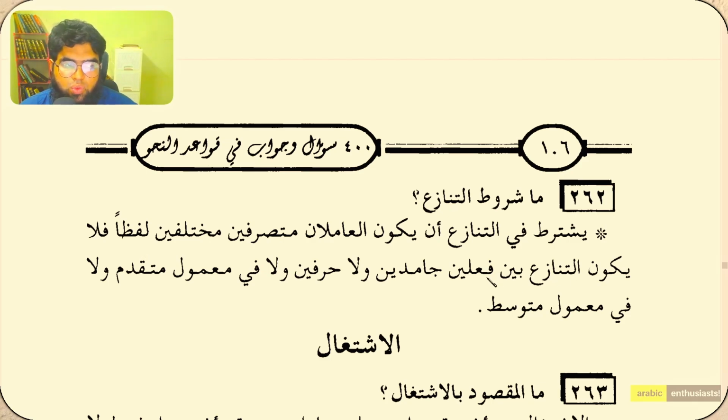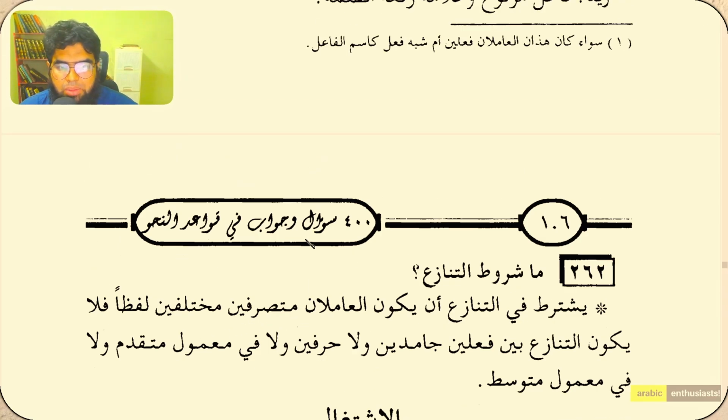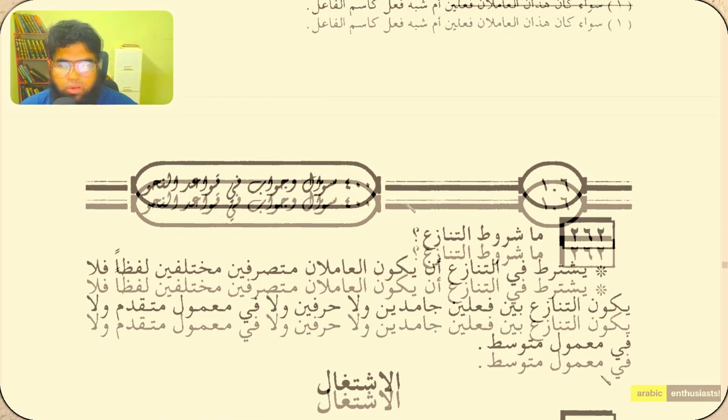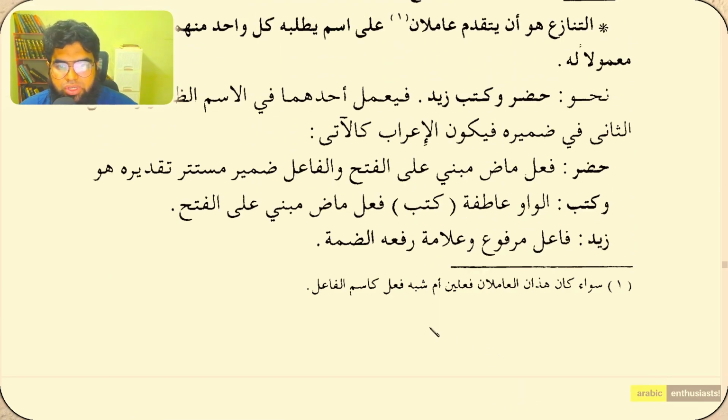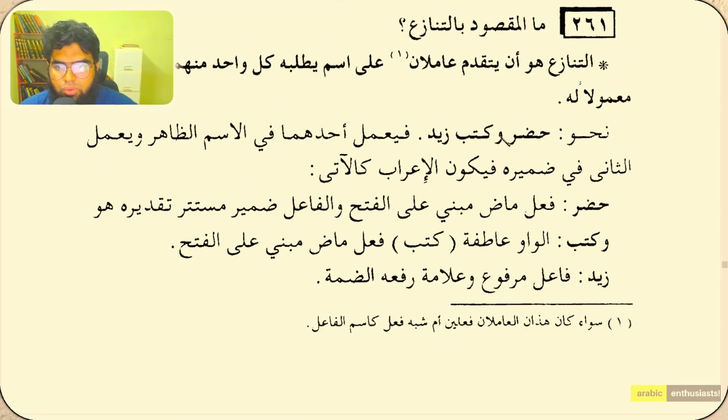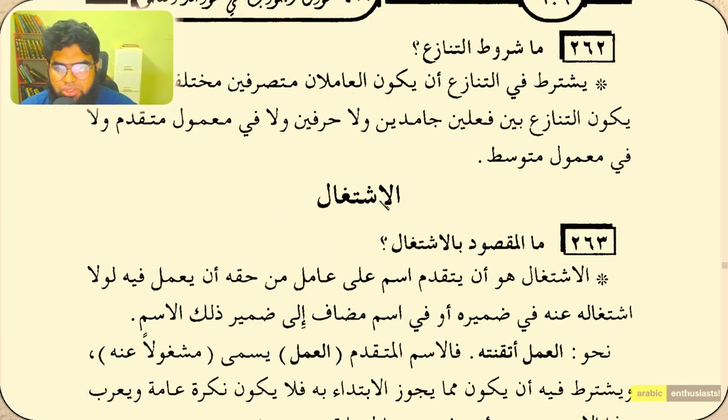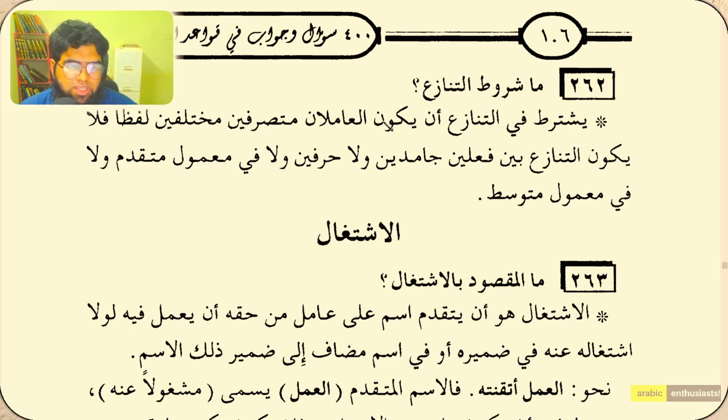It cannot be between two verbs which are jamid. What is jamid? Like laysa, asa, which do not conjugate properly, right? Laysa just as laysa, laysa, laysu, but it doesn't have yalyasu or ilyas, jamid, or asa also perhaps. And two harfs also you cannot do that. Min, fi and all that. ولا في معمول متقدم, or the معمول which comes before, like زيد comes before. ولا في معمول متوسط, or it cannot come in between also. You cannot say حضر وزيد كتب. So there's no تنازع there. This is a topic which comes in advanced books, but تنازع is easier to solve.